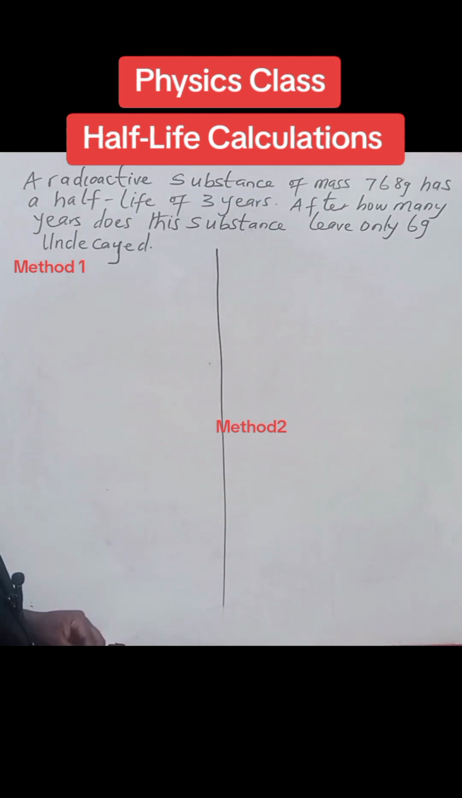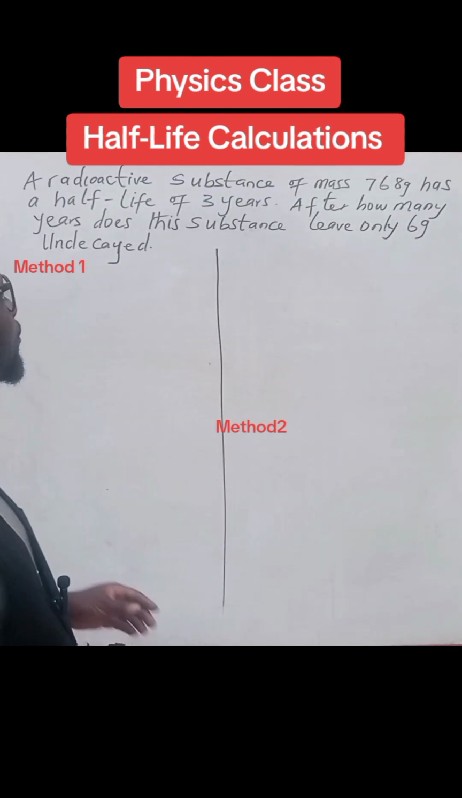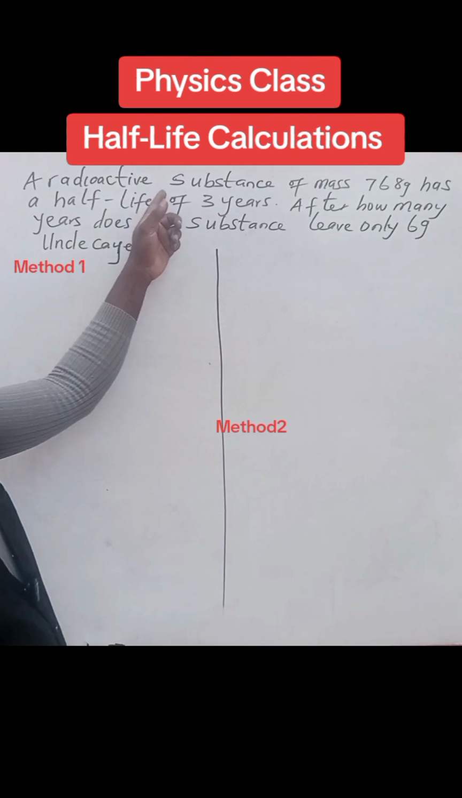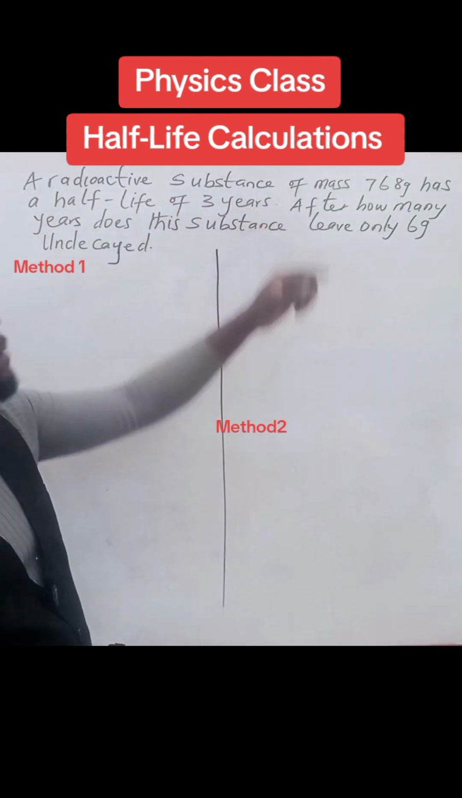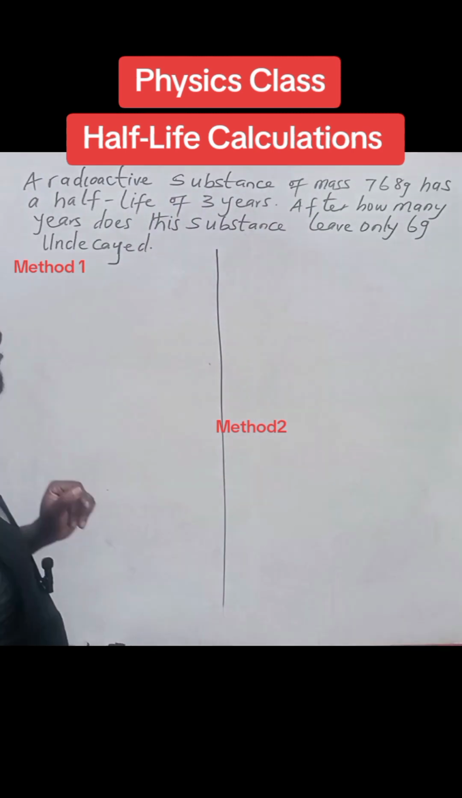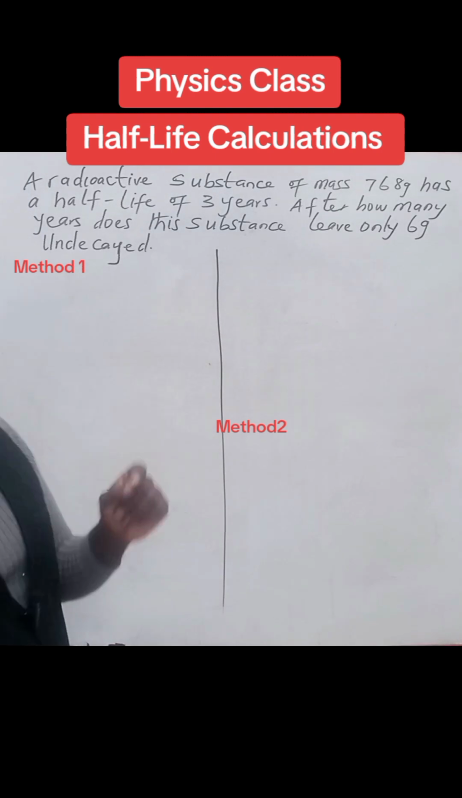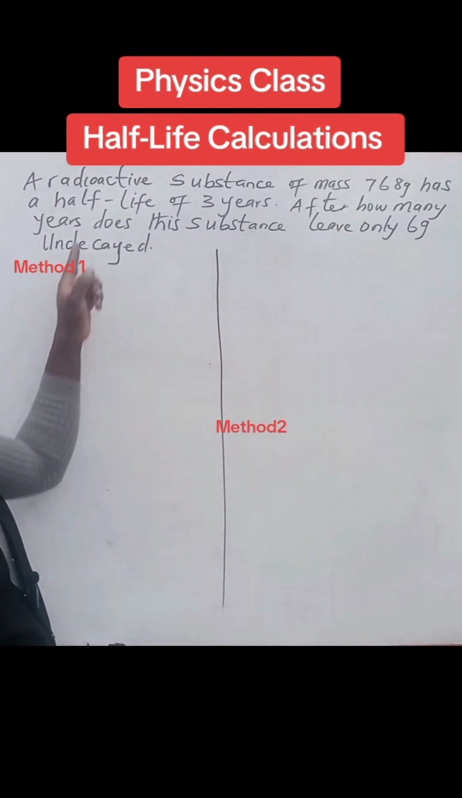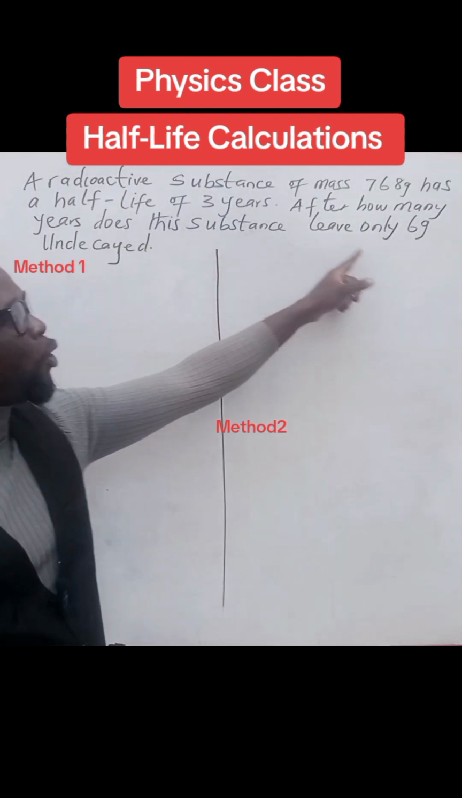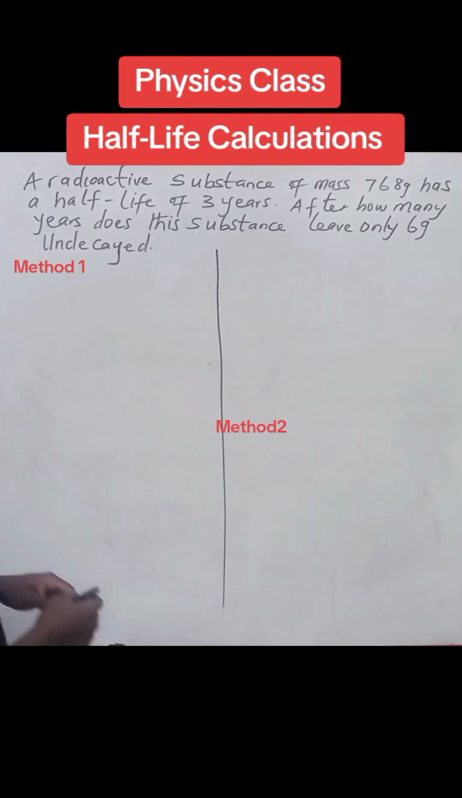So let's look at this question on half-life. A radioactive substance of mass 768 grams has a half-life of 3 years. After how many years does this substance leave only 6 grams on decay?